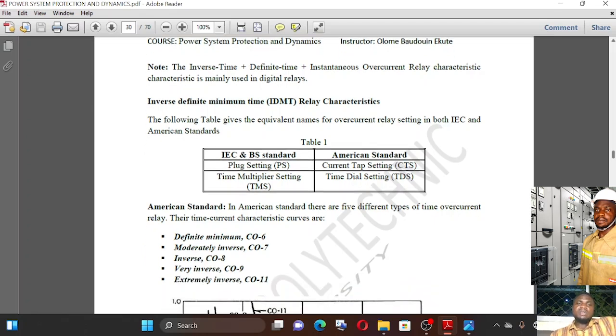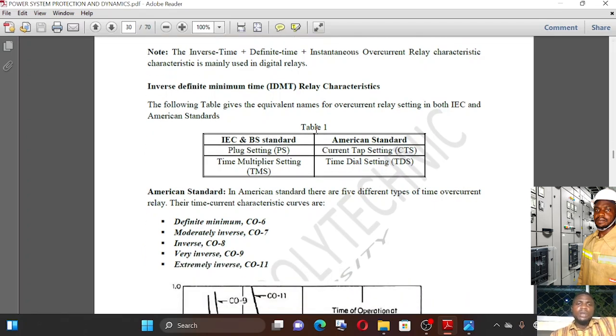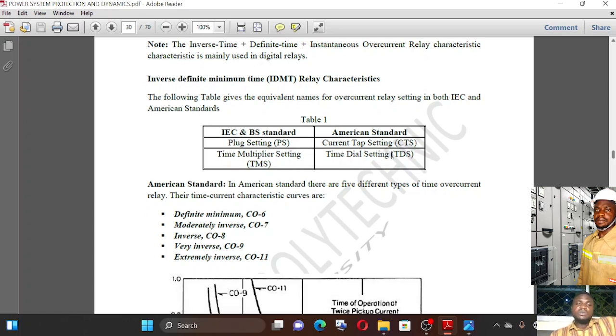So here is the British standard and American standard of the various names that are used in setting the relays. We have the plug setting in the British standards, meanwhile in the American standard it is called the current tap setting. The British standard calls it the time multiplier setting, meanwhile the American standard will call it the time dial setting, right? These are the various settings that are used in configuring the overcurrent relay.